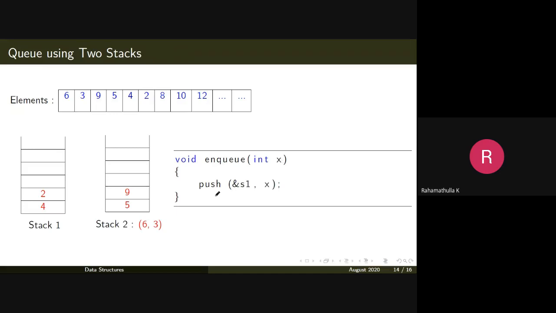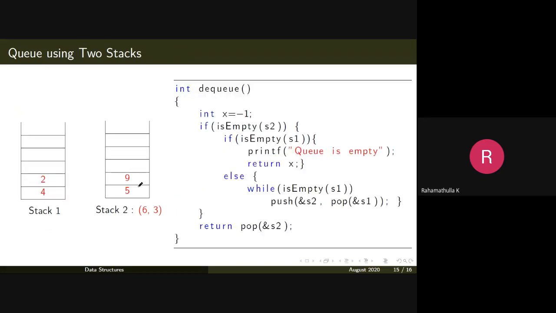The enqueue operation is to push the element onto stack 1. That's it. That is what the insert operation is. The insert operation is done at stack 1. The delete operation is done at stack 2. The delete operation is like this: if stack 2 is empty, copy from stack 1. If stack 2 is empty, then you check whether stack 1 is also empty. If stack 1 is also empty, then you say the queue is empty.